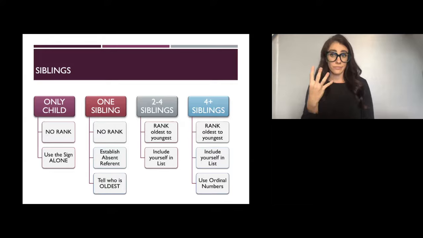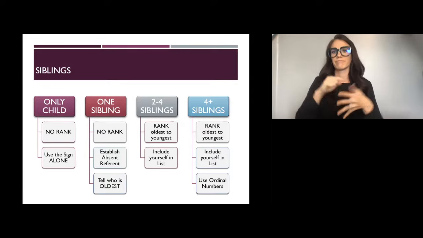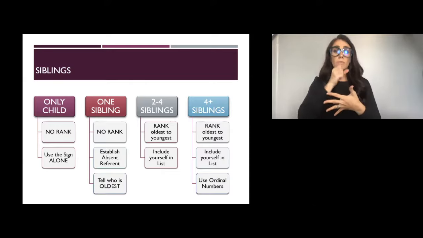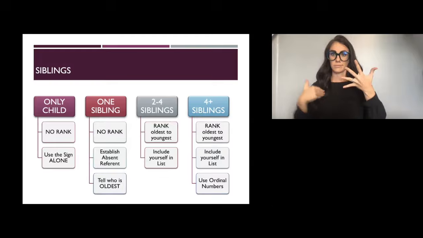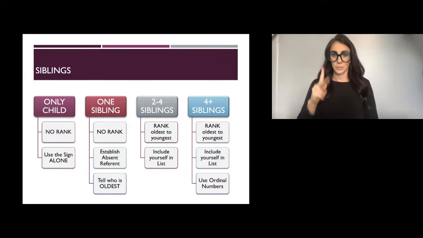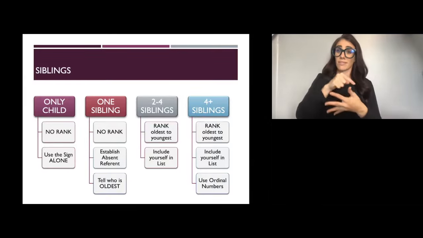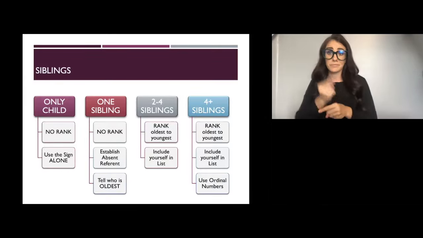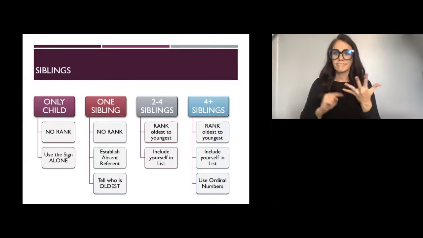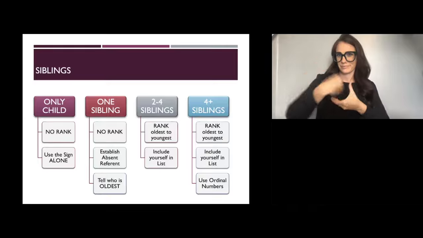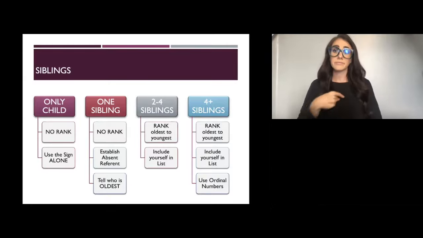Now, if you have 2, 3, or 4 sisters and brothers, you're going to have to use that listing principle. And there are a couple of things. You have to list from oldest to youngest. And also, it's important that you have to include yourself in that list. Because really, it's not your sisters and brothers as much as it is the children within your family, which means you're a part of that.